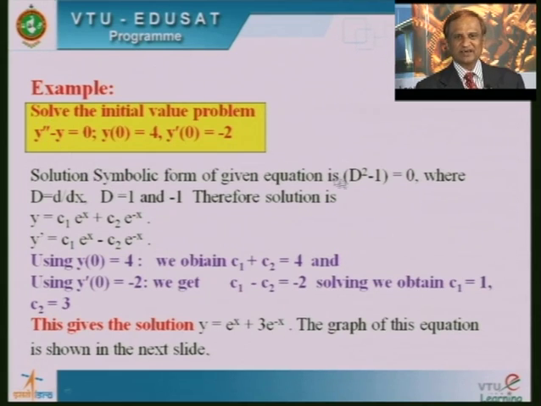So, first we can find the symbolic form of this equation, right. This can be written in this form, d square minus 1 is equal to 0, right. Suppose if you replace d by m, you will get an auxiliary equation, namely m square minus 1 is equal to 0, then you will get roots for the auxiliary equation. I can write down m is equal to 1 and m is equal to -1, right. So, it means you will get two different roots, 1 and -1, right.